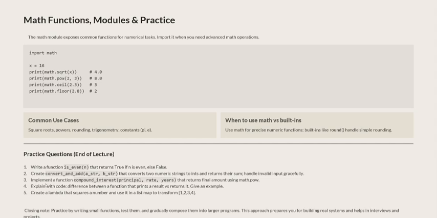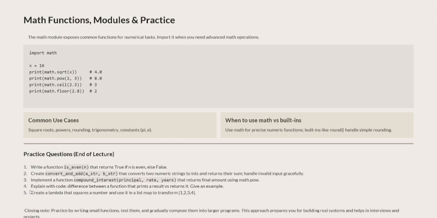Okay, so problem number 3. Implement a function compound_interest(principal, rate, years) that returns the final amount using math.pow. So here create a function compound_interest with principal, rate, and years. This function calculates the final amount using the mathematical formula. The math.pow function can be used for the power calculation.